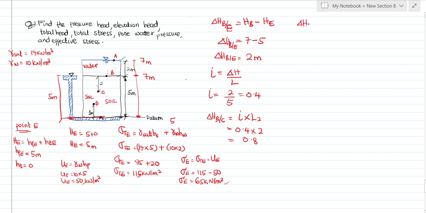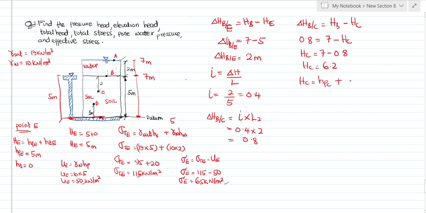So the head loss between B and C, which is given by the total head at B minus the total head at C, and this is 0.8, which is equal to total head at B was 7 minus HC. So the head at C is equal to 7 minus 0.8. So what is it? 6.2.